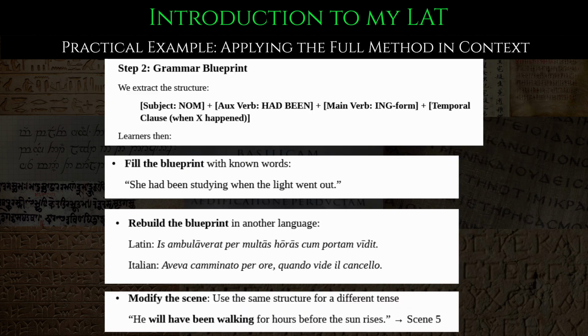Step 2. The grammar blueprint. We extract the structure. So, we have the subject in the nominative. We have an auxiliary verb, had been, plus a main verb in the -ing form, plus the temporal clause, when X happened. Learners then will fill the blueprint with known words. For example, she had been studying when the light went out.